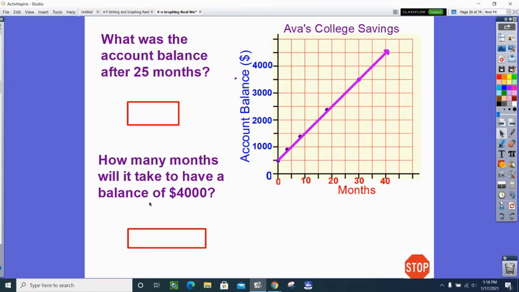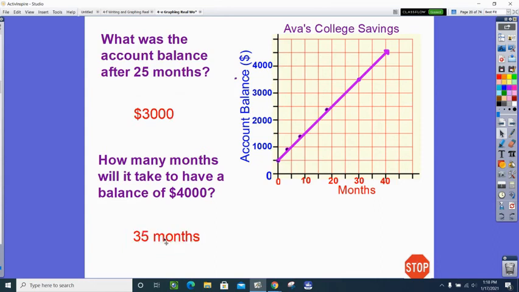How many months is it going to take poor Ava to get to $4,000? Well, now we're going to go up to the 4,000, come over and hit our line, and then come down and see that we hit at 35 months. So we can use this graph to make those kinds of predictions, which is really helpful.